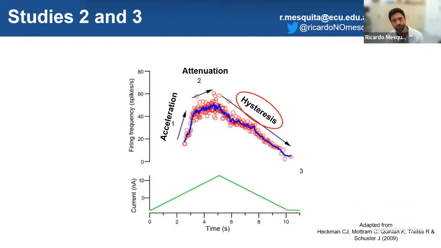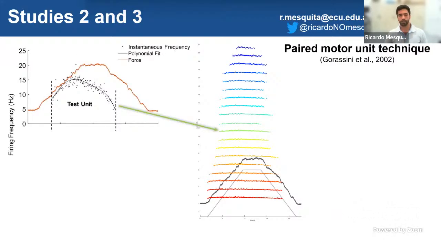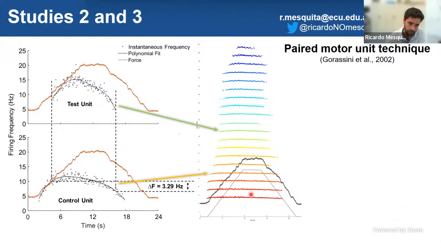To look at hysteresis, we use the delta F technique that was created 20 years ago, which uses pairs of motor units to estimate persistent inward currents. Basically, I would be able to estimate the PICs in this specific motor unit here, which I'm calling test unit, if I would know the net synaptic input like we saw in the previous slide. But we cannot do that in humans. So we use the smooth firing rate of a lower threshold motor unit. Lower threshold means that it was recruited earlier. And we use this as a surrogate of our synaptic input.